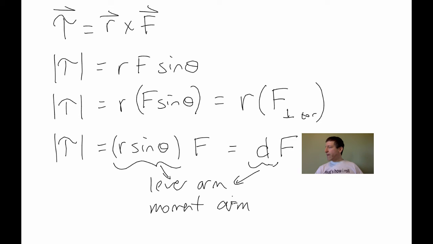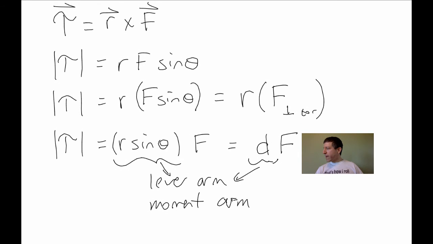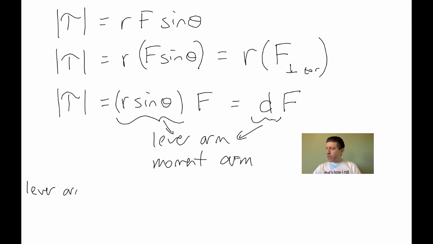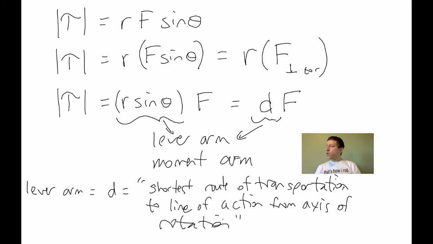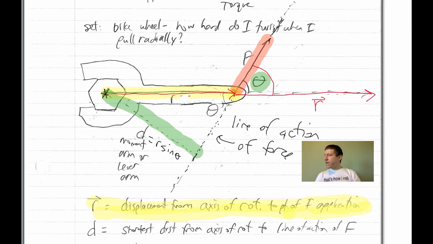And again, I've got a rhyme for this, of course. I've got to have a rhyme for everything. Lever arm, or D, can be thought of, and here's a little rhyme, as the shortest route of transportation to the line of action from the axis of rotation. Notice that there is no shorter distance from this axis of rotation right here. There's no shorter way to get to the line of action than D. Notice that it will always be perpendicular to the line of action of the force. So this will come in handy, believe me.